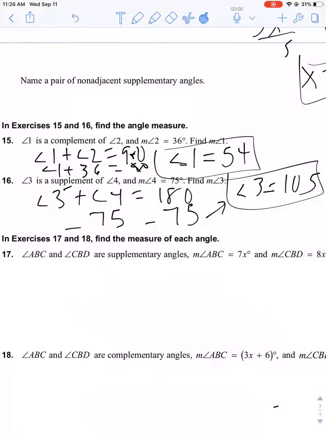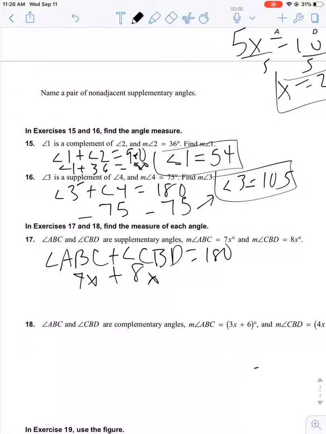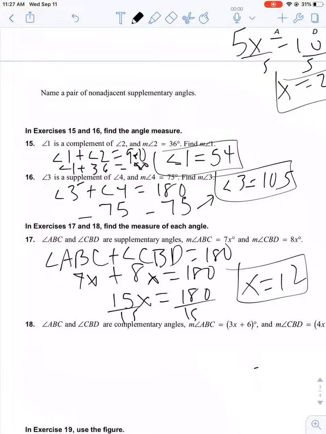Angle ABC and CBD are supplementary. So as you know from the last problem, that means they add to be 180. I know that this is 7x and this is 8x. So we get 15x equals 180. Divide by 15, divide by 15, x is 12. And then it says find the measure of each angle. Okay, well this is 7 times 12, which is 84. And this is 8 times 12, which is 96.